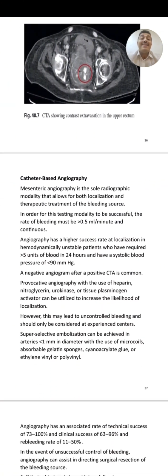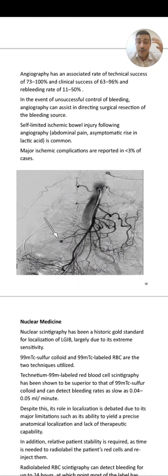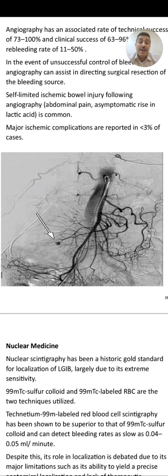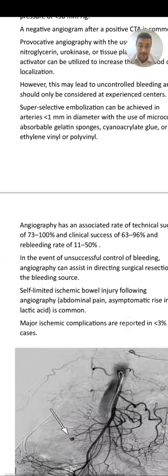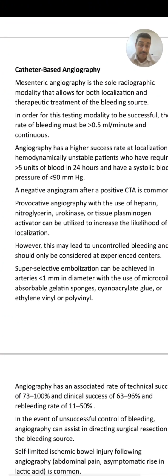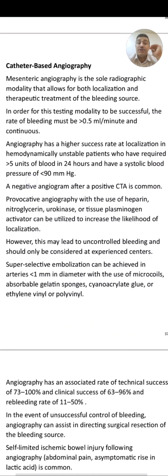The other modality is the catheter-based angiography. And to increase our imagination, this is the catheter-based angiography, and it is the only radiological way that can both diagnose and treat the bleeding. You can see here the bleeding like a dot. Actually, some literature uses this modality as a second step after CT angio. It can detect bleeding at a lower rate. Any bleeding above 0.5 milliliter per minute can be detected.